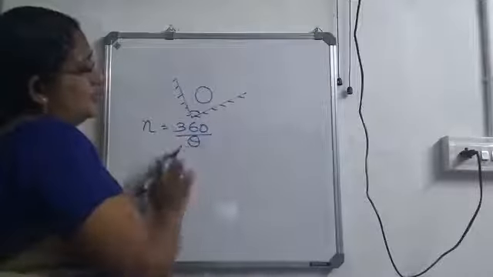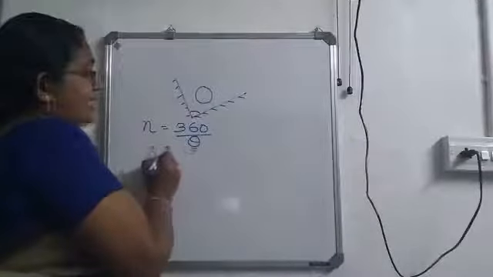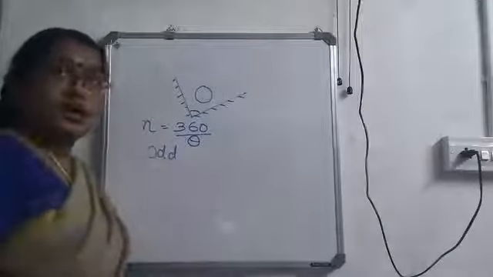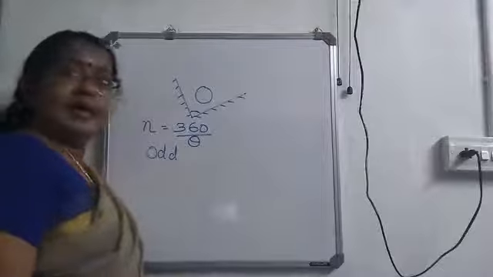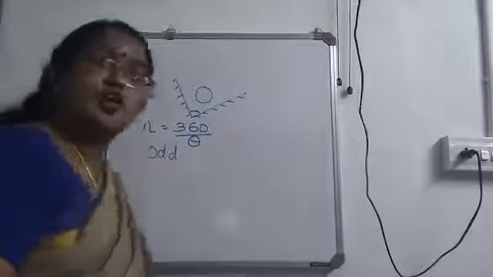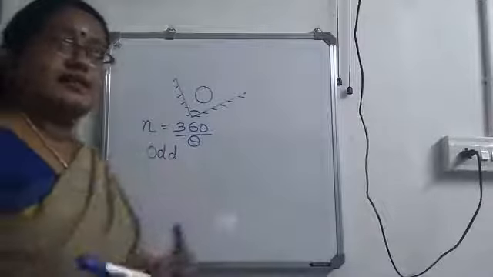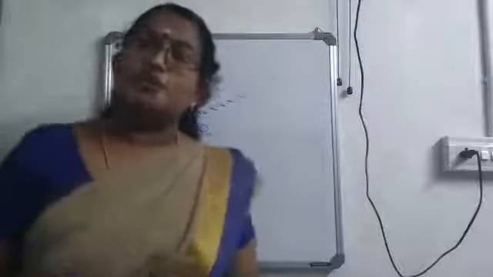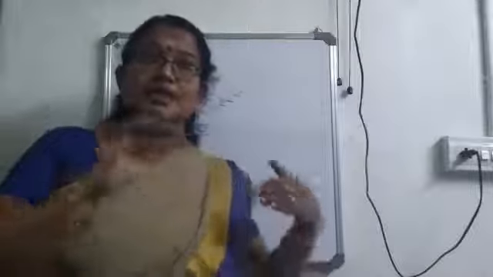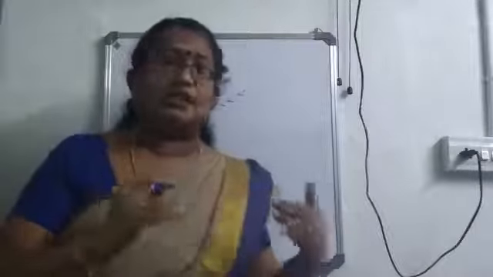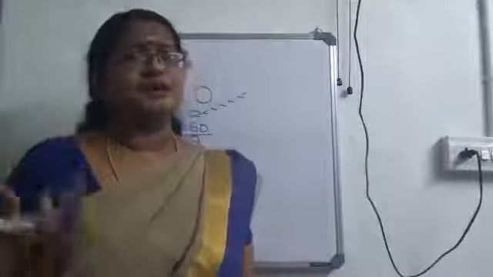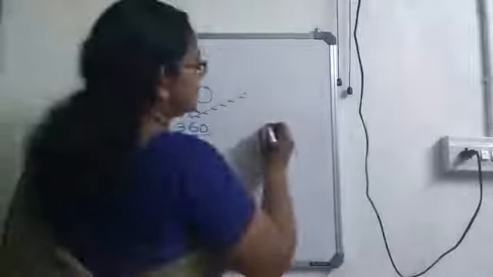Now, after doing this, we will be getting a value here, isn't it? After solving this, suppose you are getting an odd number as n. If we get an odd number as n, the next step is you have to check whether the object is placed symmetrically or asymmetrically between the two mirrors. So, what do we mean by symmetric and asymmetric?